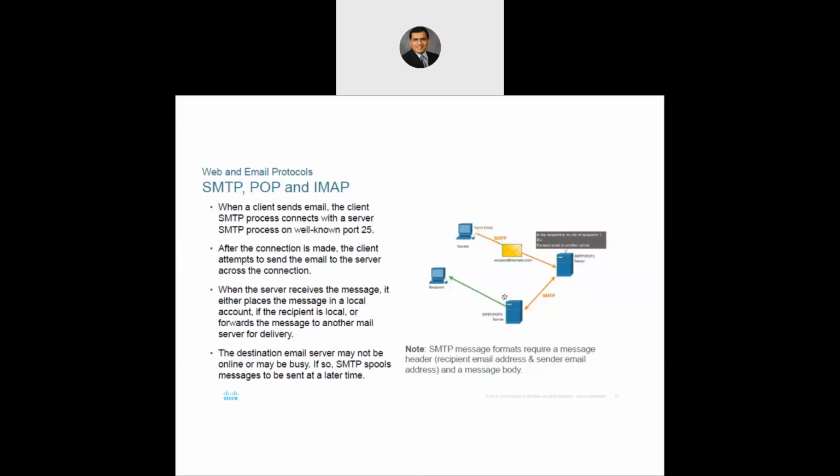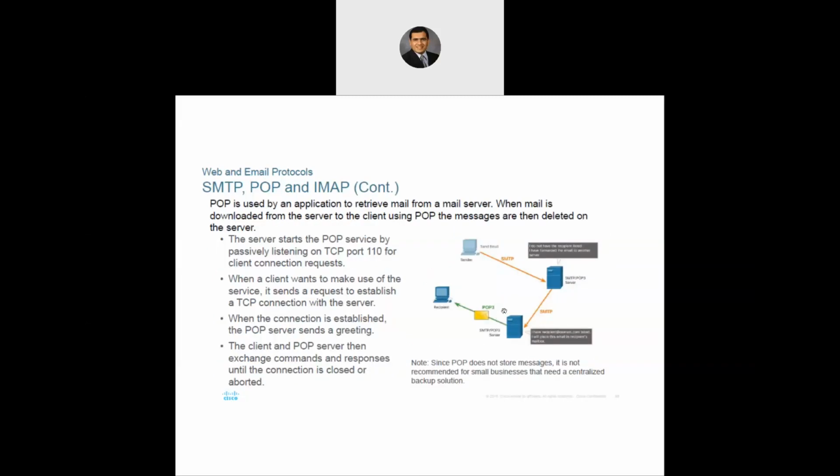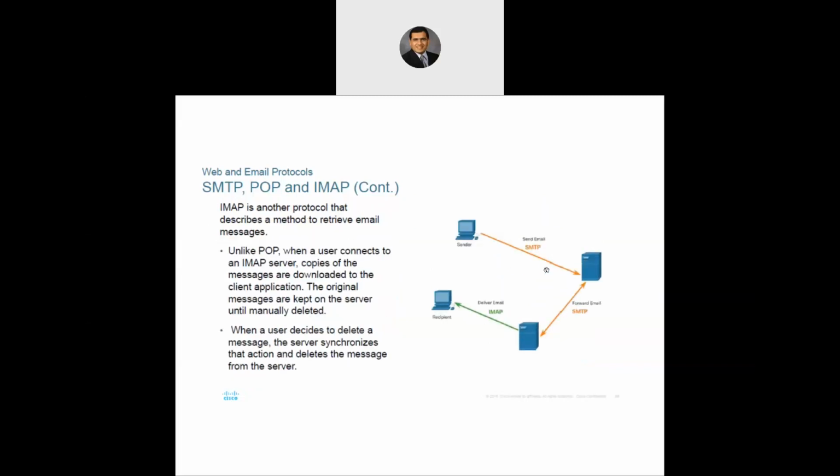Now, when you're downloading the email, then you use the POP3 protocol to download it. Okay. Sorry. POP3 is used to download from the server to the recipient. SMTP is used to upload from the sender to the server. Now, there is a better version of POP3 which is known as IMAP.